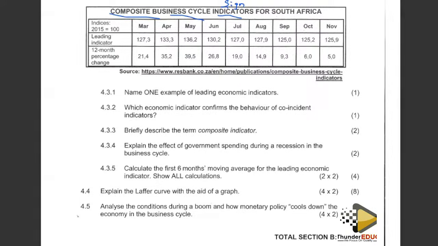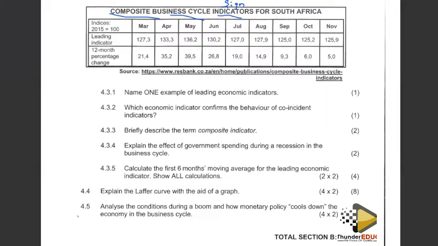Okay, right. Here we are given the indices for 2015, and we have the leading indicator and the 12-month percentage change. We are also given the figures per each month: figures for May, figures for April, up until figures for November.